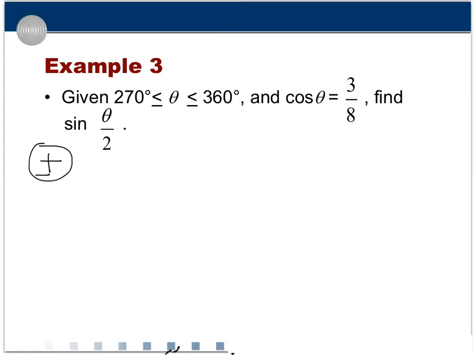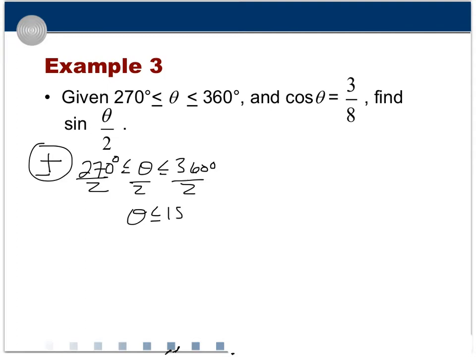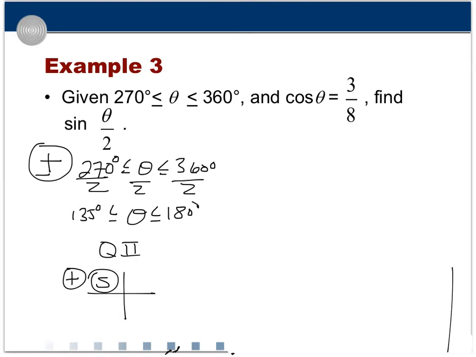So remember, we take the angle range that's given, and then I divide it by 2. And so the half angle, if the angle is between 270 and 360, which is the fourth quadrant, that means the half angle is going to be between 135 and 180. So this is second quadrant, and we're dealing with sine, which is positive here. So I'm going to be using the positive one.